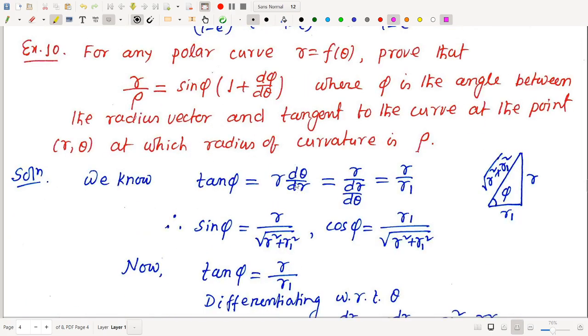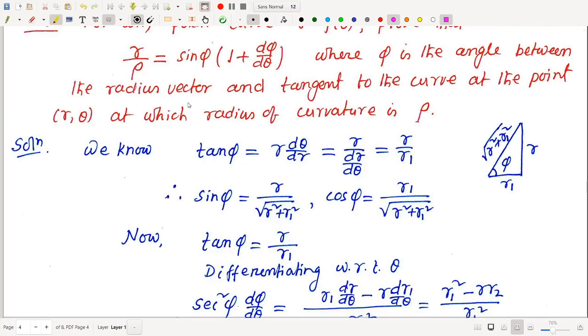Example number 10. For any polar curve r equal to f of theta, prove that r by rho equal to sin phi into (1 plus d phi by d theta), where phi is the angle between the radius vector and the tangent to the curve at the point (r, theta), at which the radius of curvature is rho. (r, theta) is any point on the curve. At that point the radius of curvature is rho, and at that point the angle between the radius vector and the tangent is phi. In polar coordinates, r and theta are coordinates. r is called the radius vector and theta is called the vectorial angle.